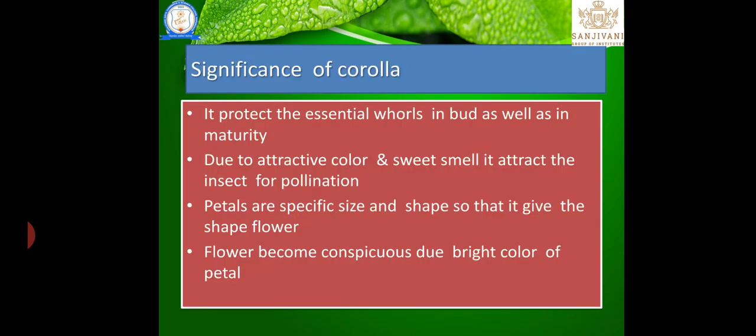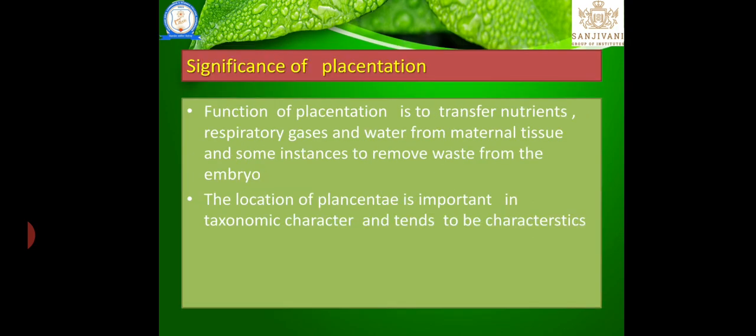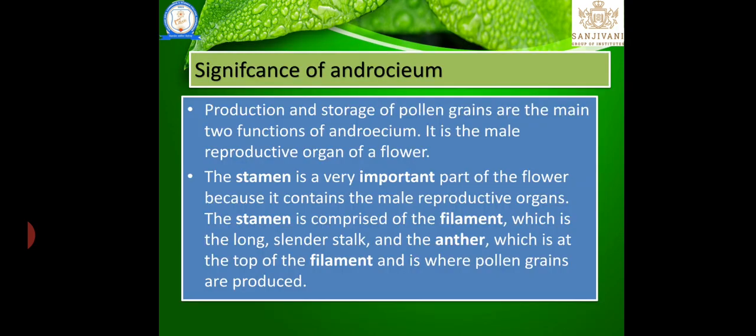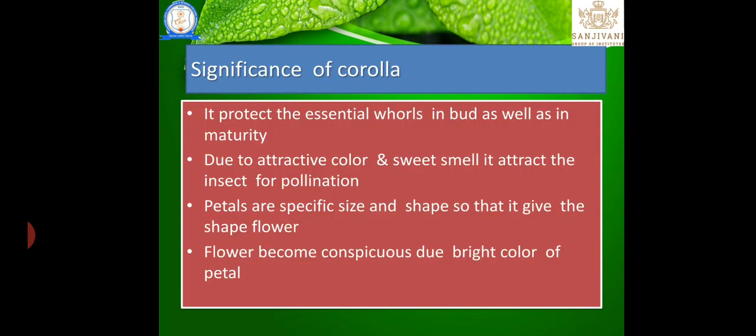Significance of calyx, significance of corolla, significance of androecium, and significance of gynoecium. Placentation we have to see. First, calyx has a role in flowering plants for protection. It prevents the drying of the flower. The function of calyx is to protect the flower, perform photosynthesis, and it is the outermost whorl which attracts insects. In the same manner, corolla attracts insects for pollination because corolla is the colorful part.